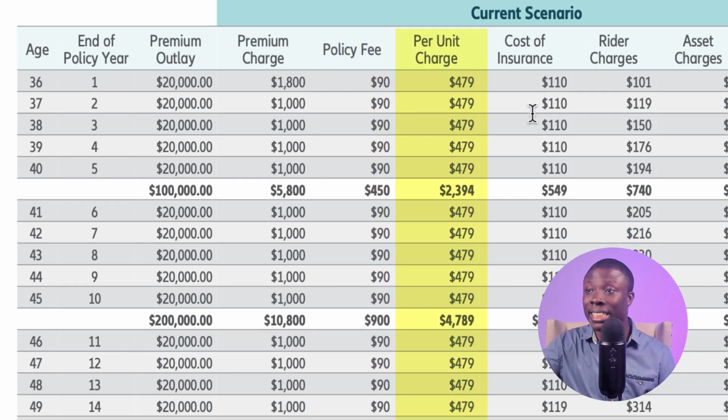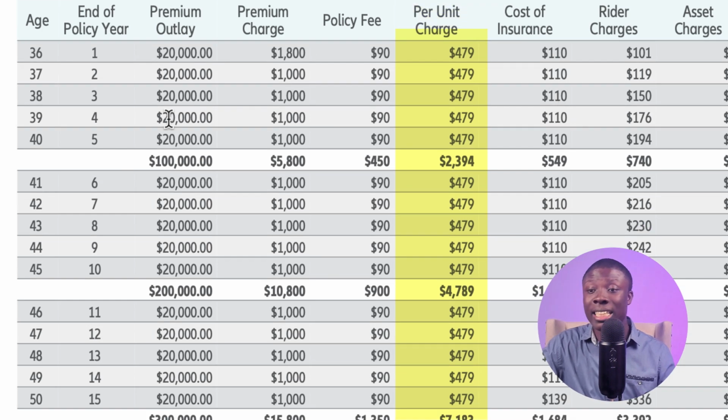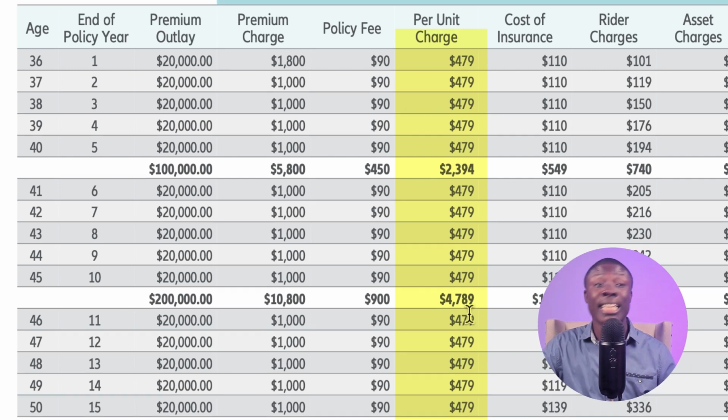We have the per unit charge here. It covers agent's commission as well as any expenses the insurance company incurred to put the policy in force. Usually it's going to be recouped between 10 to 15 years. In this product, it's recouped for 15 years. Now, if your policy is designed properly, this number is going to be quite low, like we see in this product. I've covered these scenarios in different videos.